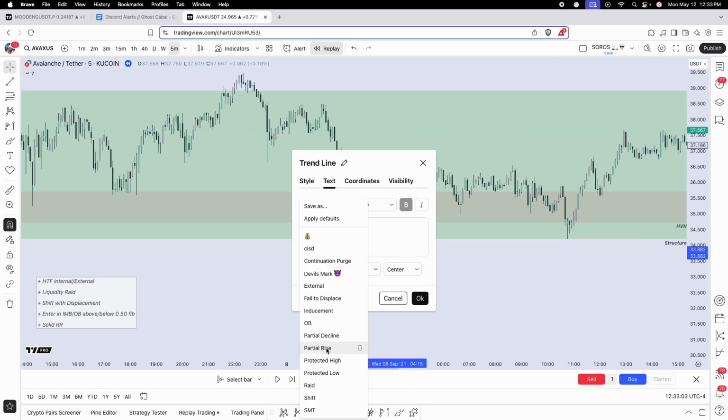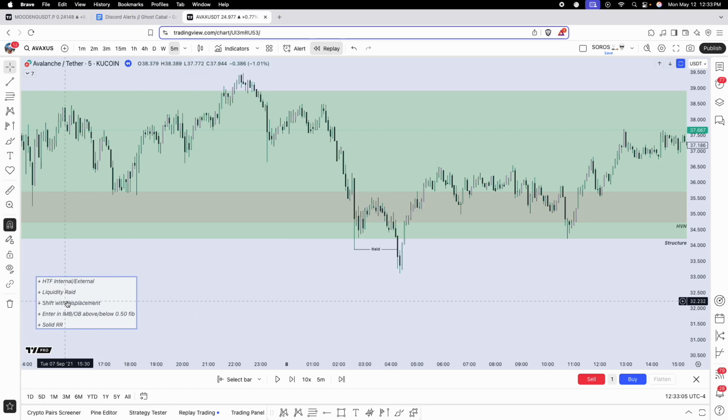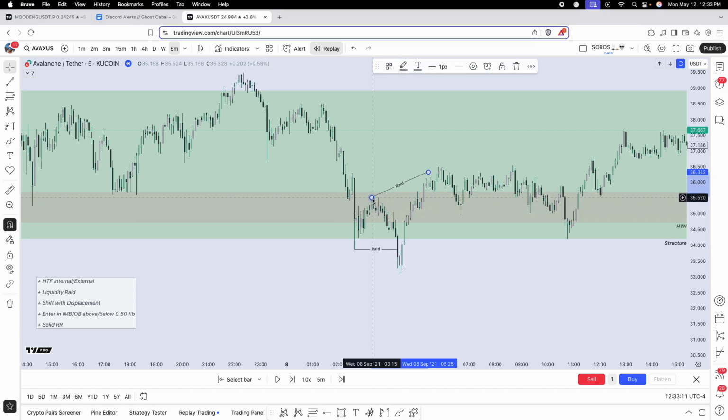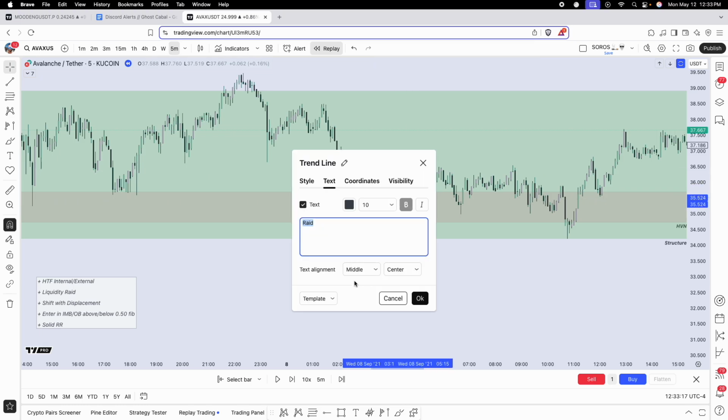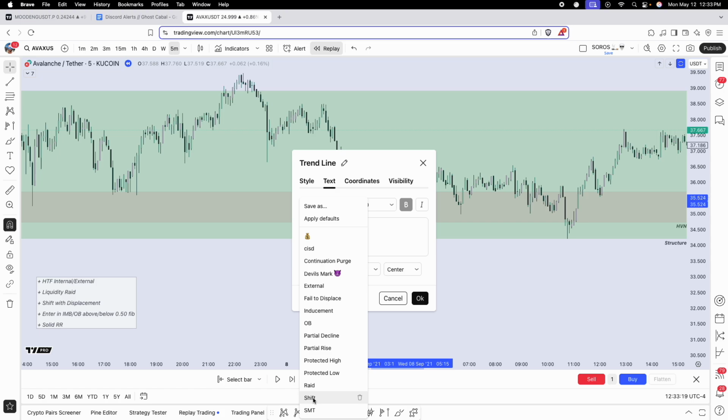So here's your raid. So that's the first part, right? Liquidity raid on the entry model. Here's your shift. So this is the high of the origin of the move down that raided this low. So you want to see a candle close above that. That's going to be your shift for the entry model.